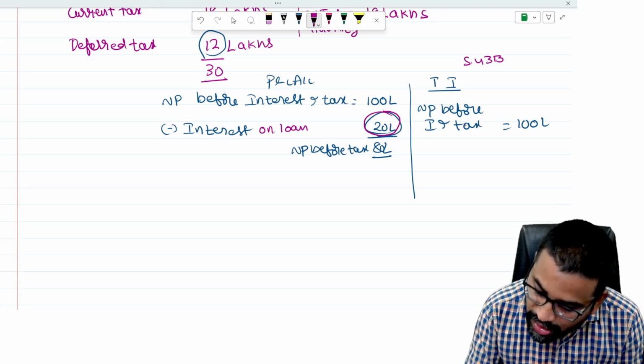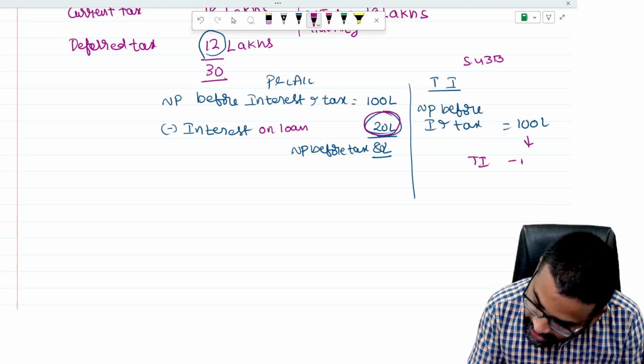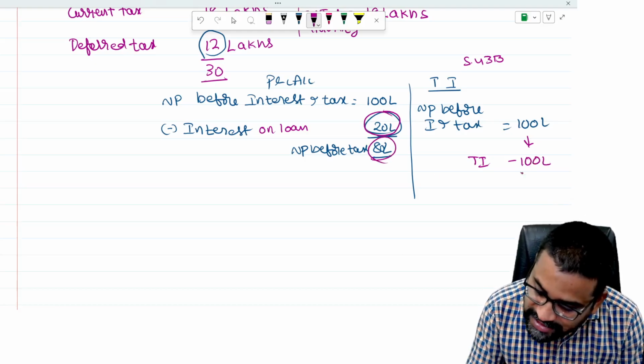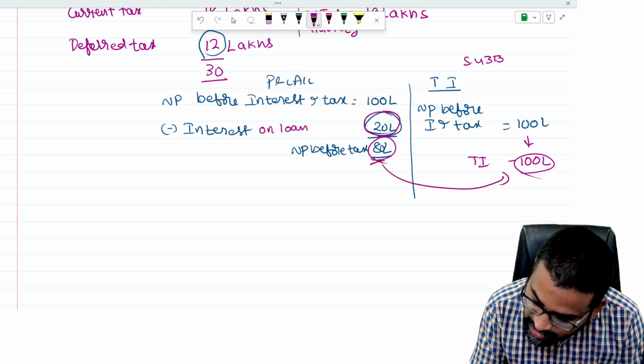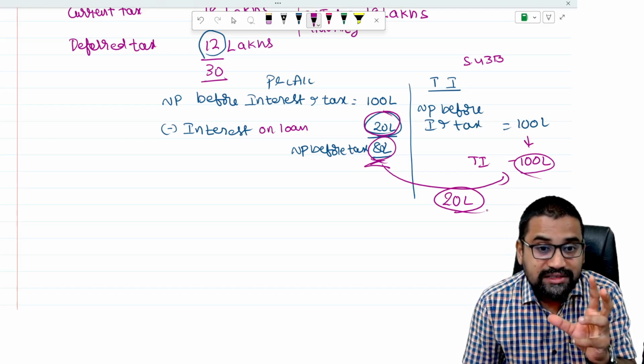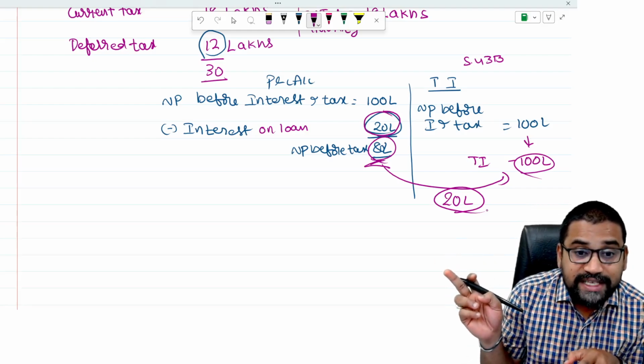That means whatever your net profit before interest and tax, this is your taxable income. 100 lakhs is your taxable income. But as far as the accounts, what is the income? 80 lakhs. See this, the difference is because of what? That interest 20 lakhs. That difference is because of 20 lakhs. That 20 lakhs you debited to P&L account, but it is not allowed as per Income Tax Act.